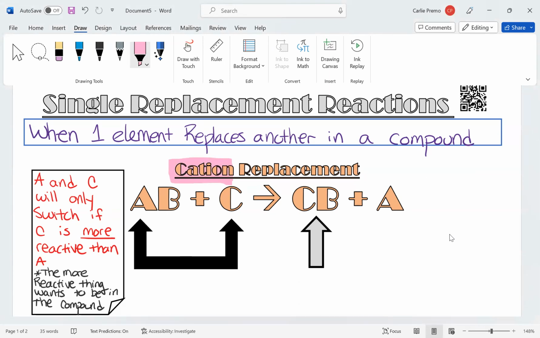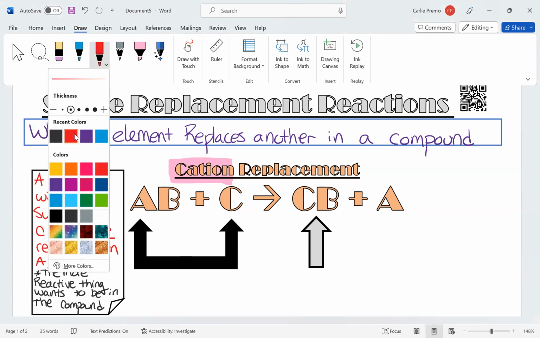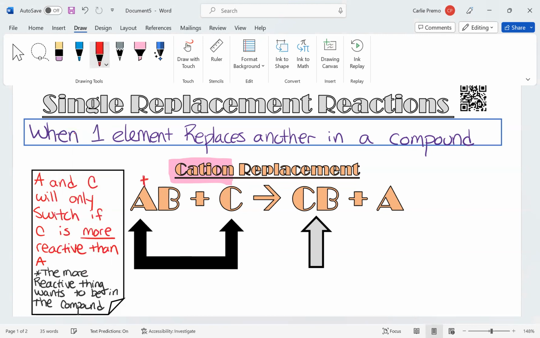In cation replacement, as is sort of inferred, we will have the replacement of just the positive charge in the compound, instead of both things. So in general, a single replacement reaction is when one element replaces another in a compound. Specifically for this type of cation replacement, the cation replaces the other cation in the compound. So A and C are going to switch and make a new formula.